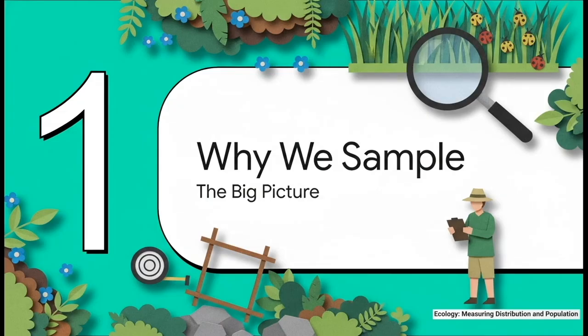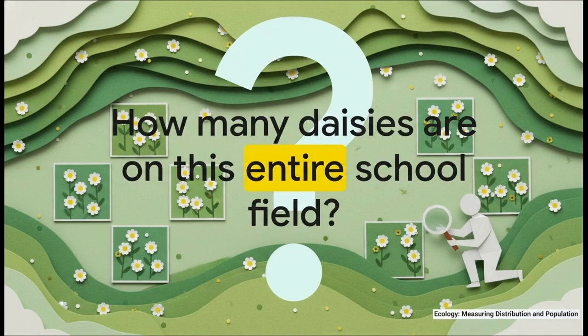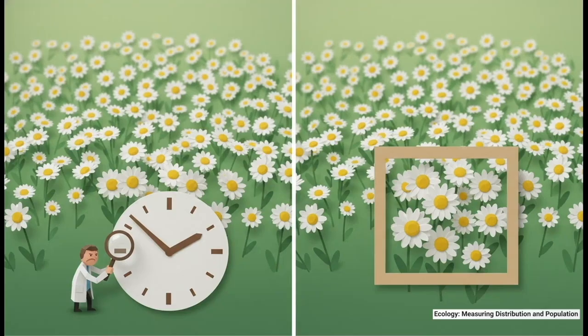Okay, first up, let's really get to grips with the huge problem that ecologists have to solve whenever they step into a habitat. So just imagine your teacher says, right, go and count every single daisy on the school field. You'd just look at them, wouldn't you? Where would you even start? Counting them all one by one isn't just a bit tricky, it's pretty much impossible. It would take you absolutely ages. And that's the thing, it's just not a practical way of doing things.